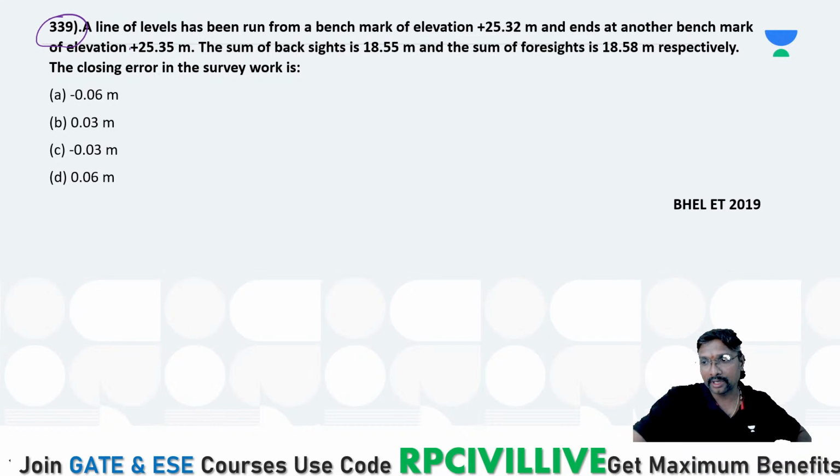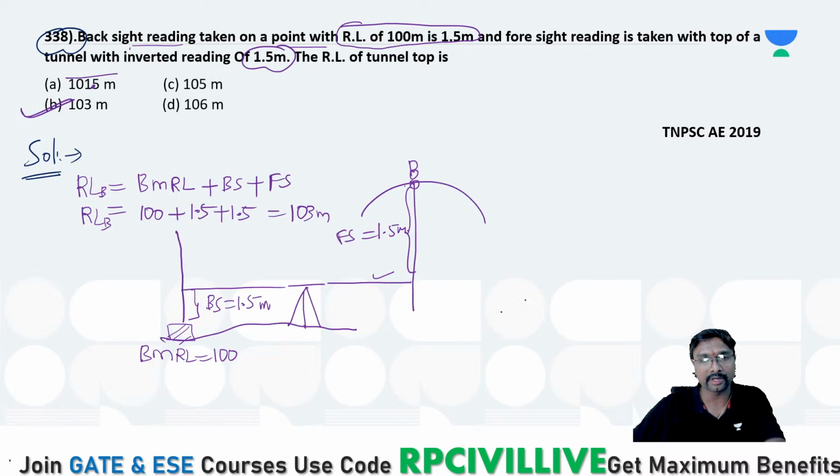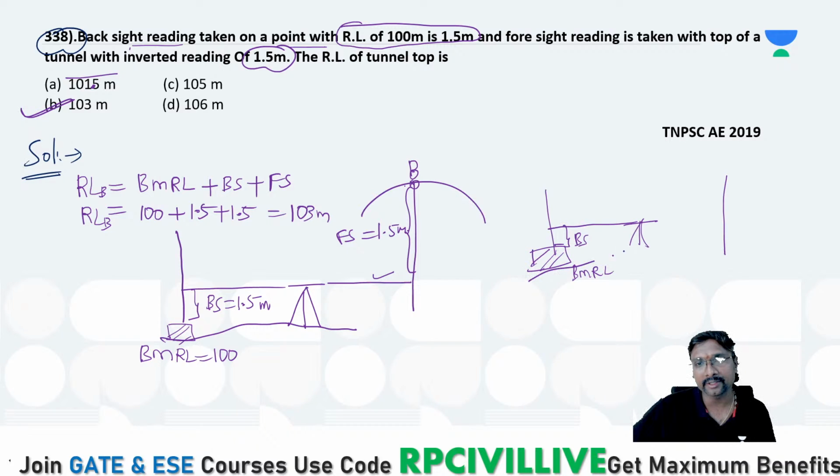Benchmark reduced level. Okay, you wanted to ask it without inverted staff reading, normal staff reading. When you ask about normal staff reading, what do we need to do? This is your benchmark reduced level. This is the staff. This is the staff backside reading you are having, right? This is your backside, and on this ground, this particular point is B. This is your foresight, right?